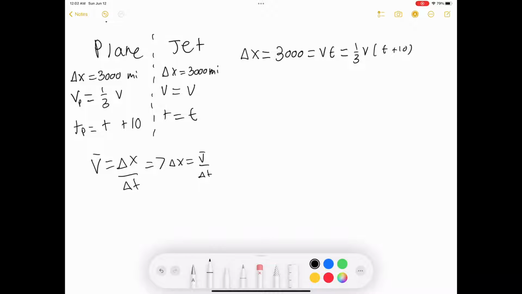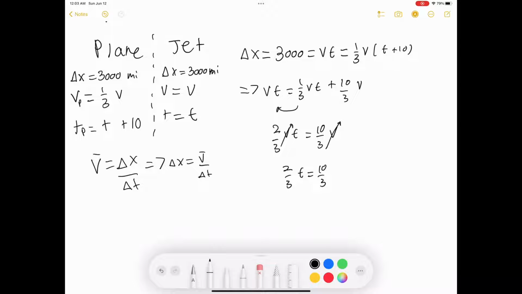And we're given the velocity of the plane and the time of the plane both in terms of the velocity of the jet and time of the jet. So as we see here, we could be relating velocity times time in the jet, vt, is equal to 1/3 vt plus 10/3 v. Now we have vt and 1/3 vt on opposite sides of the equation, so we could just subtract the 1/3, giving us 2/3 vt equal to 10/3 v. V on both sides, we can divide both sides by v. We get 2/3 t equals 10/3. We can cross out those 3's, and we'll get t equals 5 hours.